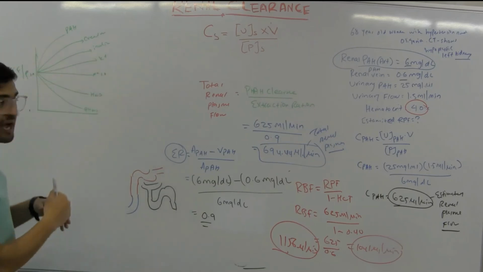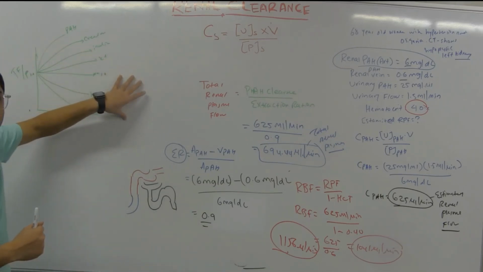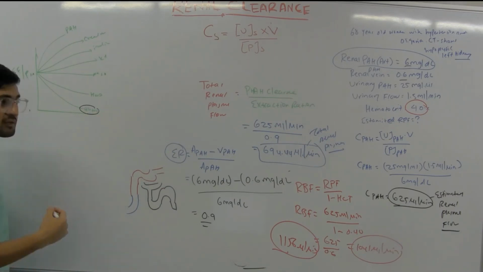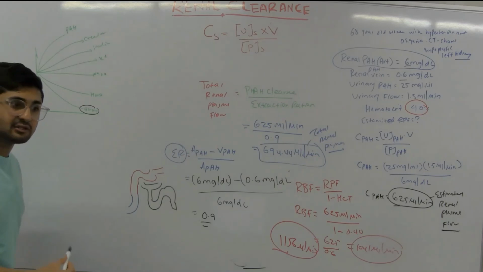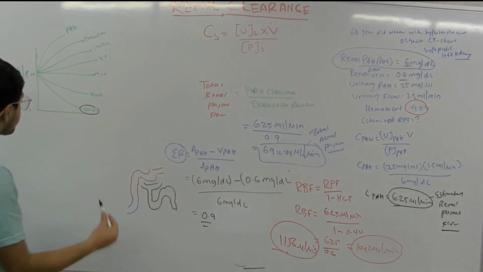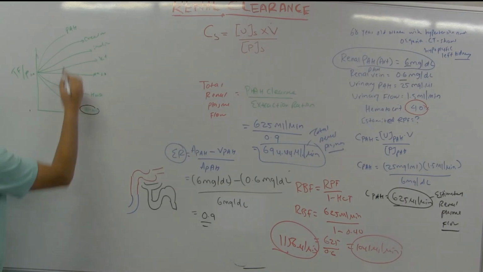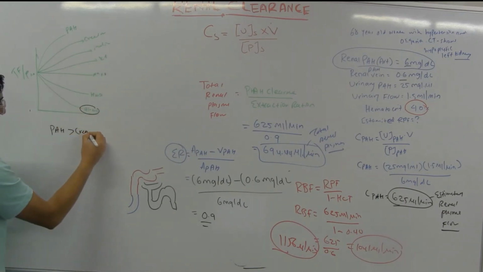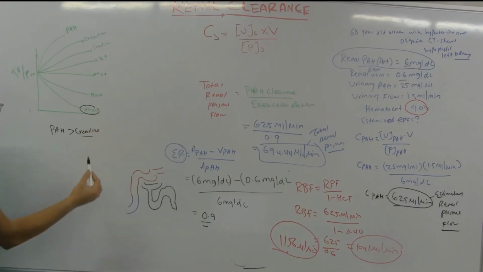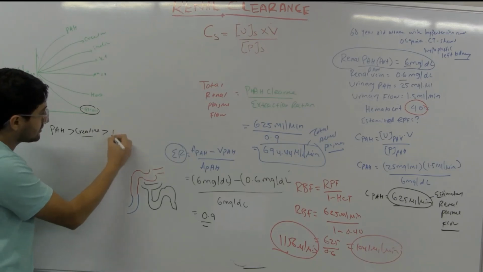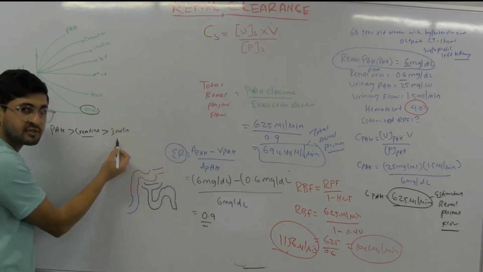So whenever we see this graph, we have to compare the clearance rate of these compounds. Because remember, when you see glucose, what is the clearance rate of glucose? It is 0, because you do not see any glucose or amino acids in the urine, okay? So the clearance rate is 0. That's what it is, right? So when we come here, we can simply say that the clearance rate of PAH is greater than the creatinine clearance, which is about 140 ml per minute, I think. And this creatinine clearance is greater than your inulin clearance. Remember, because inulin does not get reabsorbed and does not get secreted.